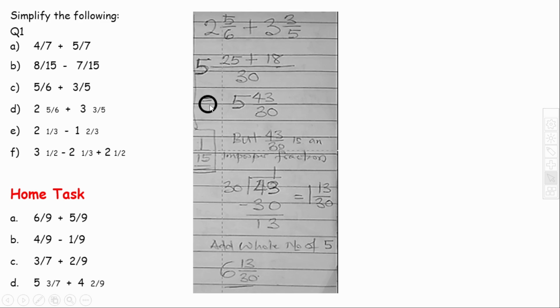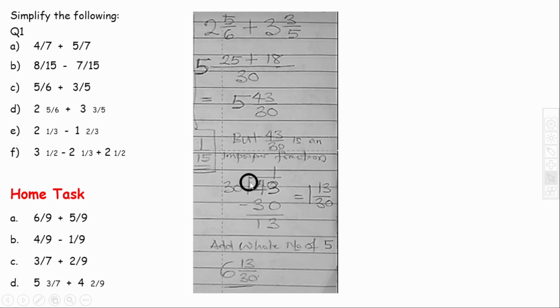It becomes equal to 5 whole number. You write your 5 whole number here. Then 25 plus 18 is 43. You write your 43 here, all over 30. So we are writing 5 whole number, 43 over 30. But look at this number here. You can see it's an improper fraction. So what do? We convert it to mixed number.